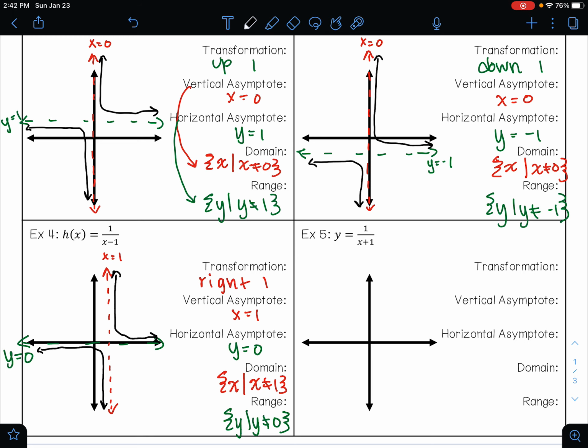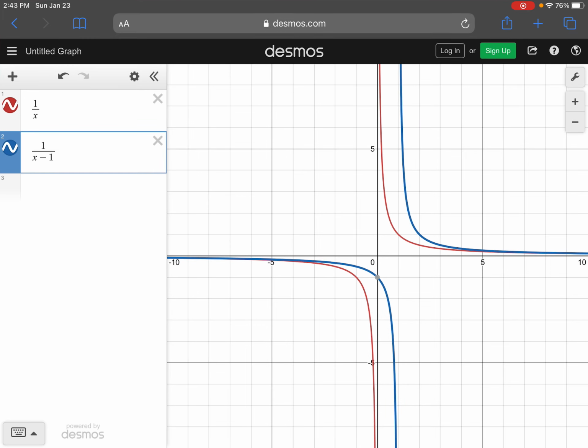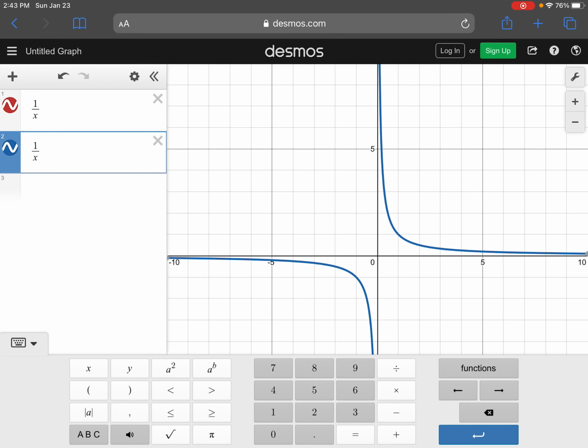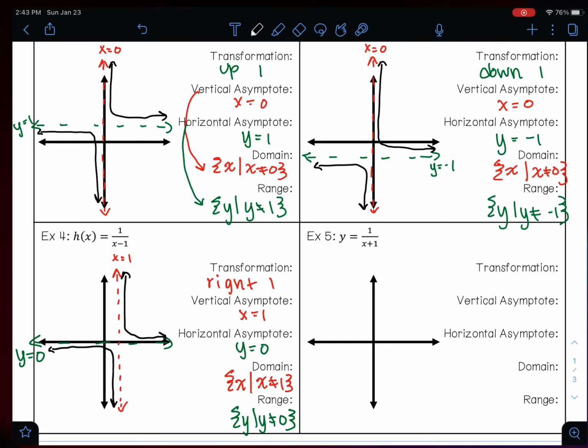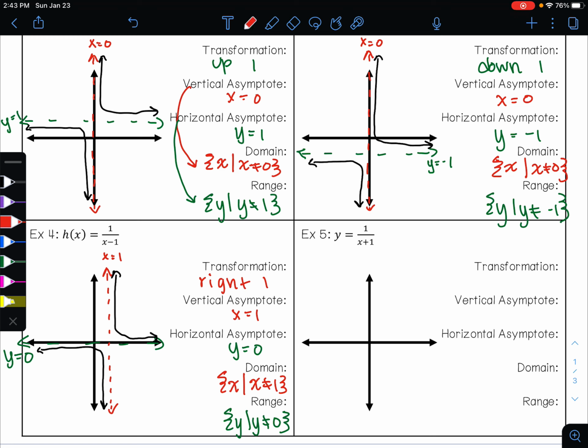On example 5, we have y equals 1 over x plus 1. I'm going to go over here and type in x plus 1. Now I can see that my blue graph has shifted to the left 1 unit. So everything has been transformed left 1 unit.